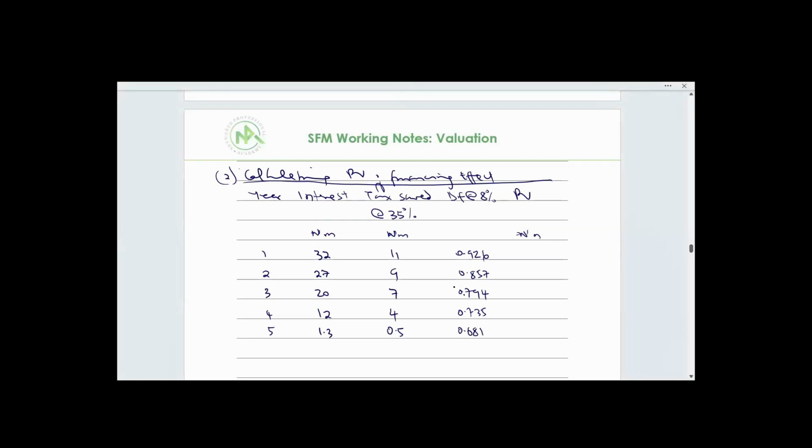So to get the present value, I need to multiply the tax saved with the discount factor. So 11 multiplied by 0.926 equals 10, rounding. Next, 9 multiplied by 0.857 equals 8, rounding. 7 multiplied by 0.794 equals 6, rounding. 4 multiplied by 0.735 equals 3, rounding. Then the last one, 0.5 multiplied by 0.681 equals 0.3.